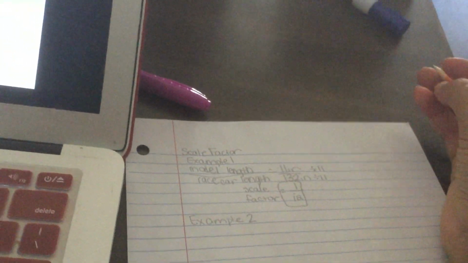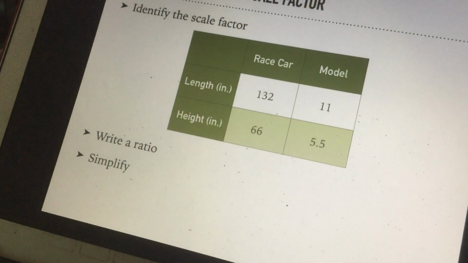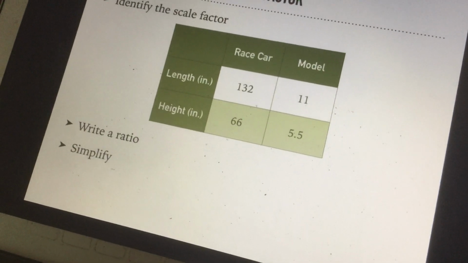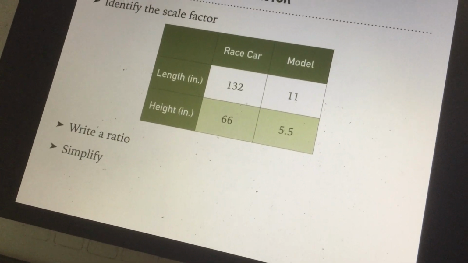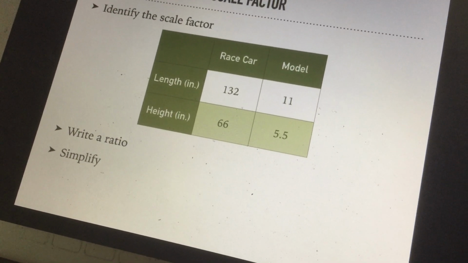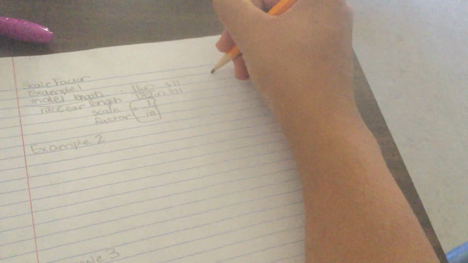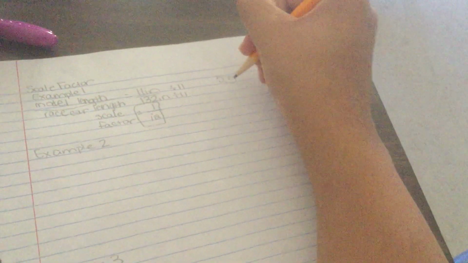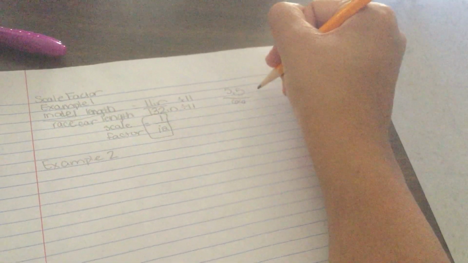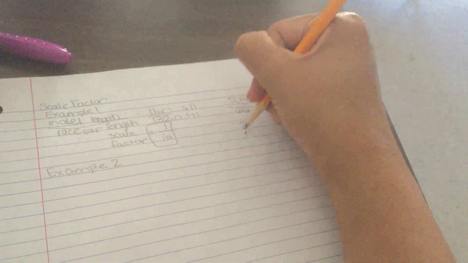Next, you want to use the height in order to understand that the height also decreased by 12. Your model height is 5 5/10, and your race car height is 66. Do you get the same scale factor?